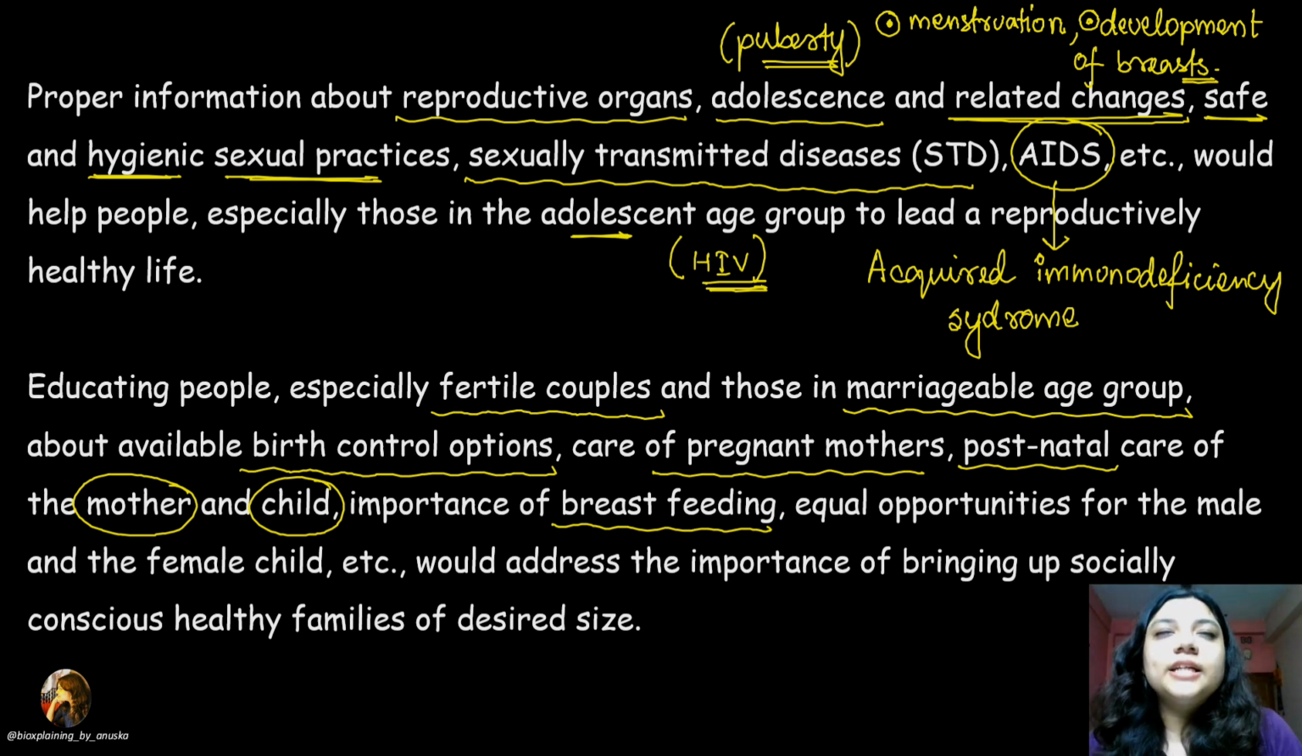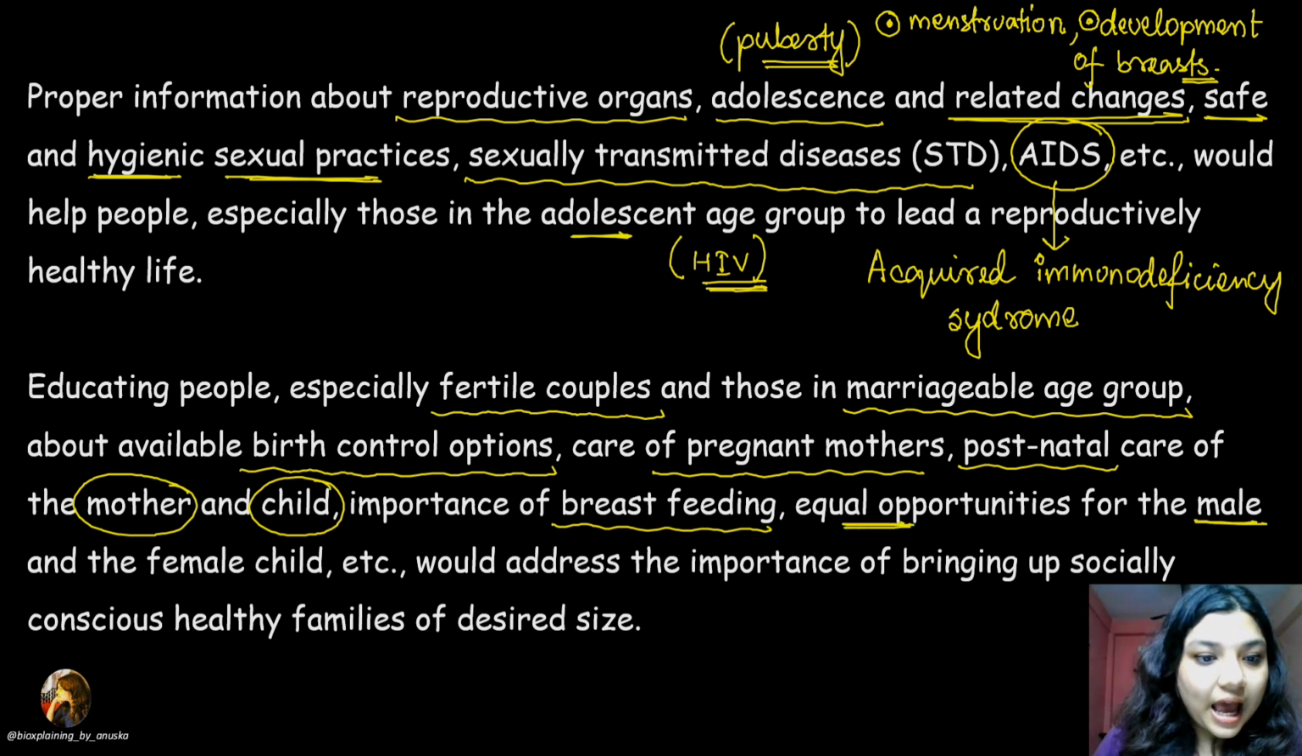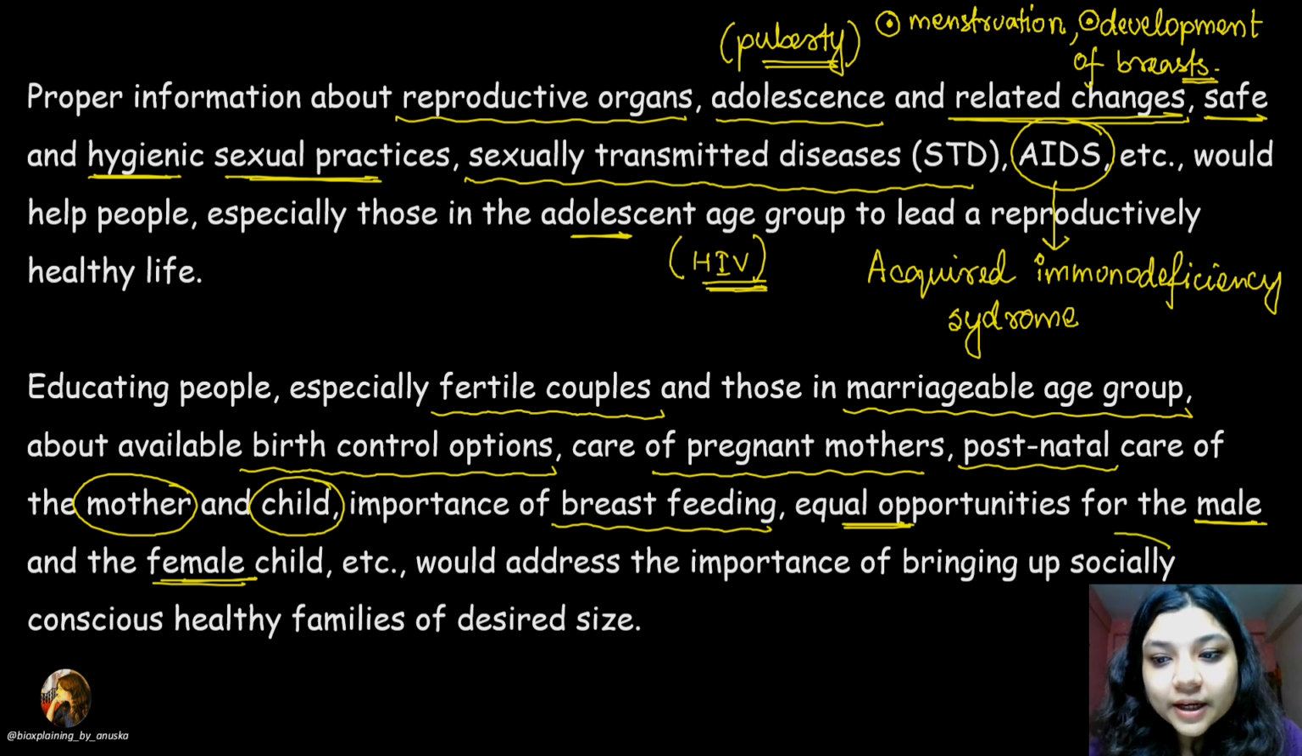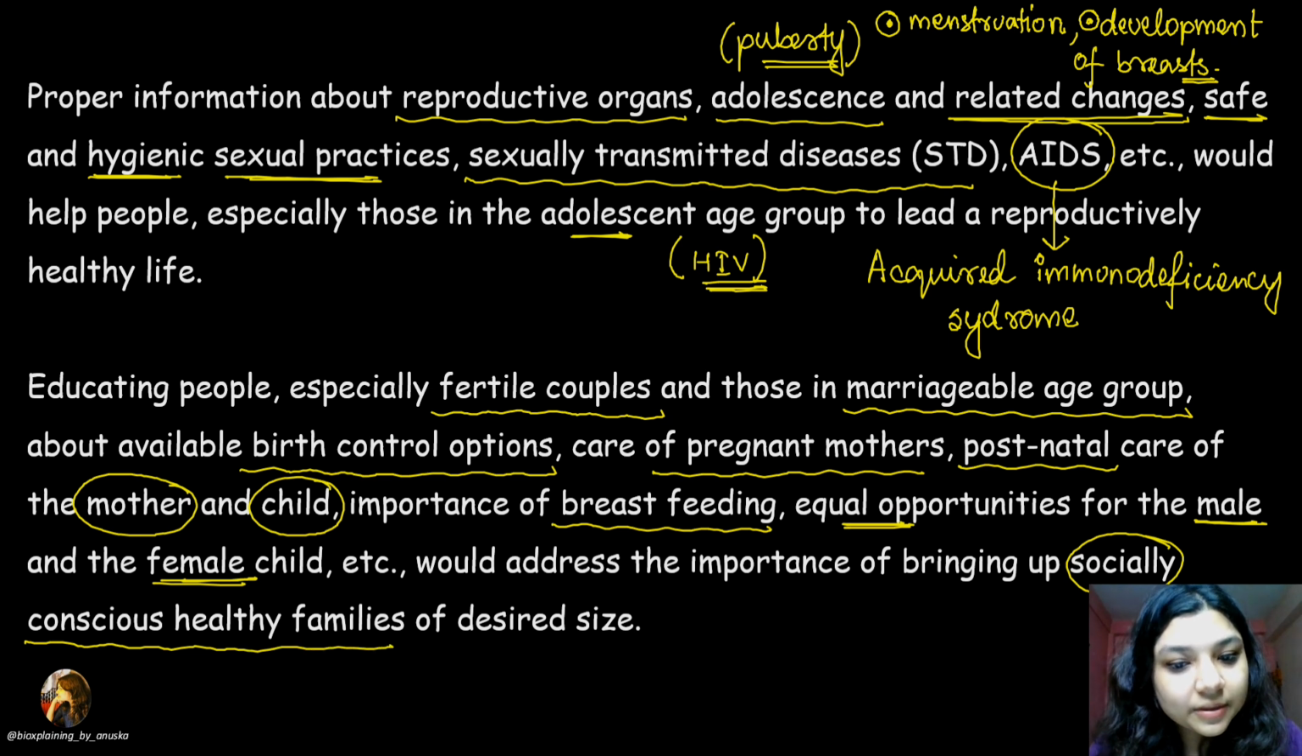Then earlier this was a major problem, that the female child was not favored. People would think that a female child is nothing, just a burden, right? But then with these programs and good education, the information has spread that equal opportunities need to be given to the male as well as the female child, right? So by doing all this, what happens is socially conscious healthy families of desired size.